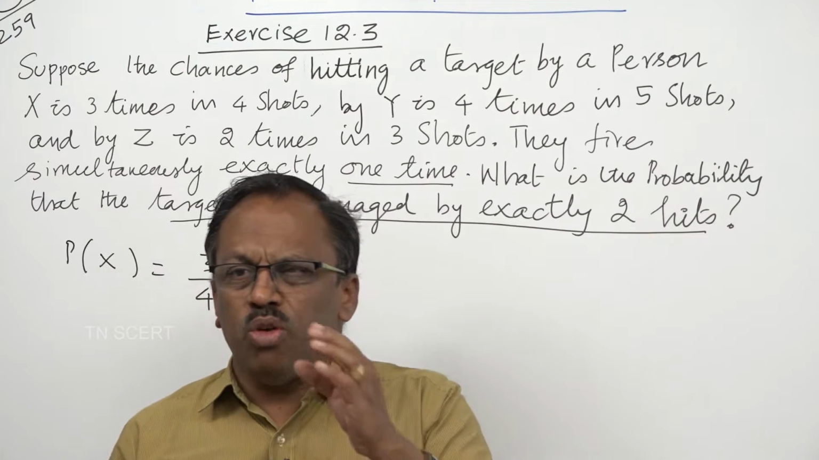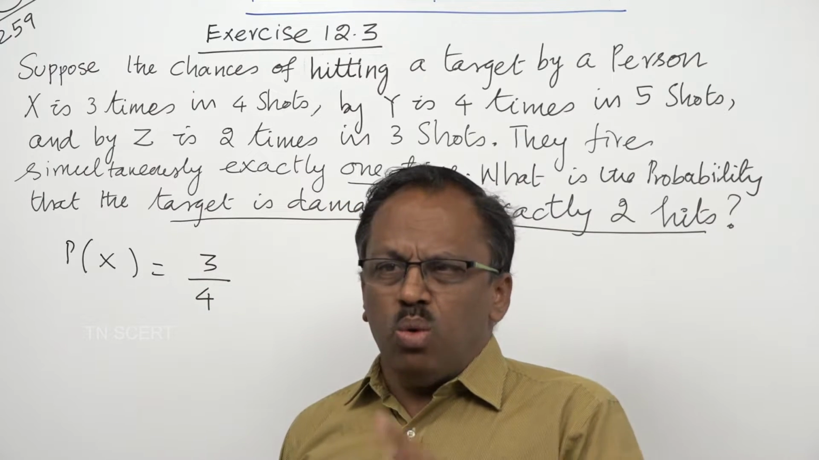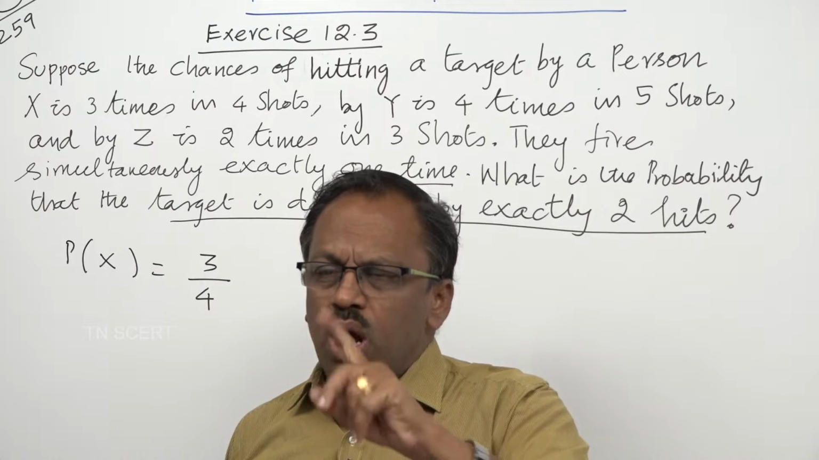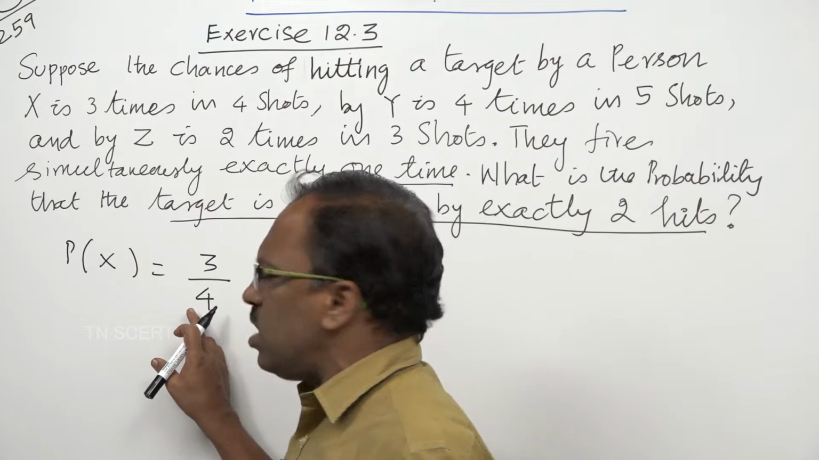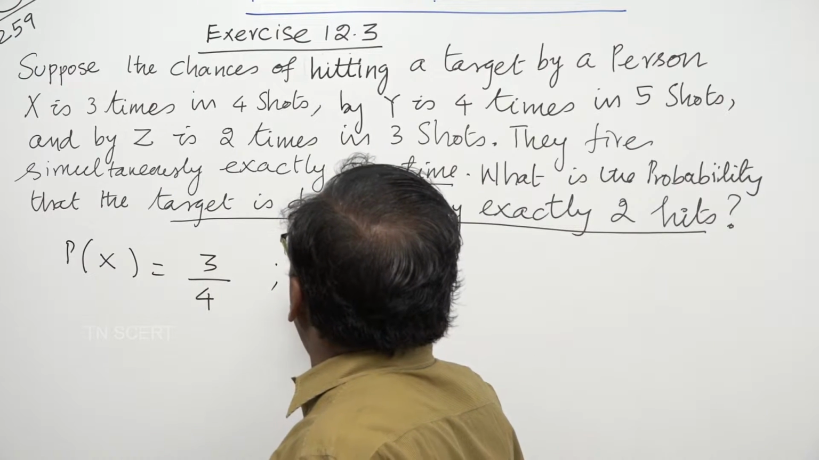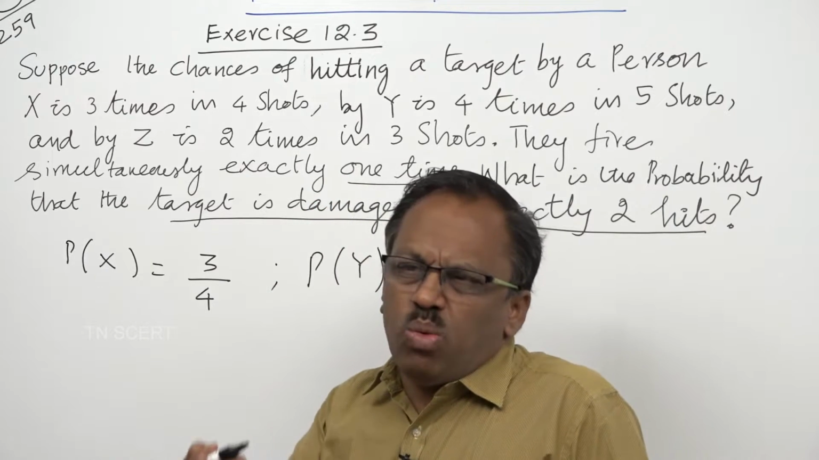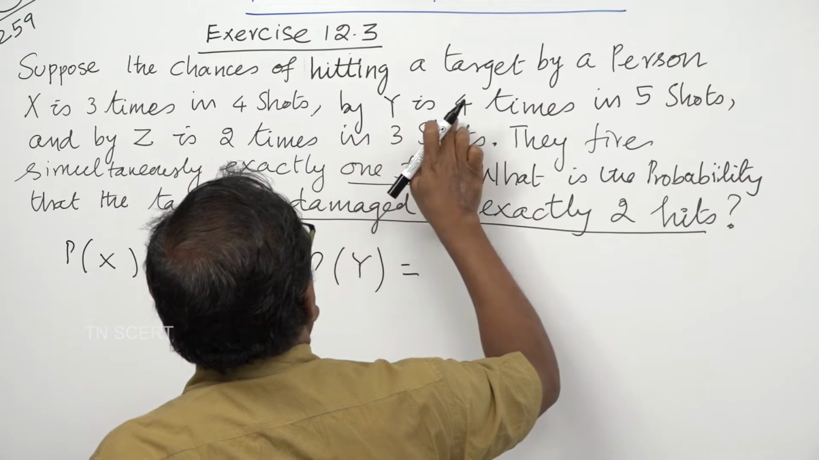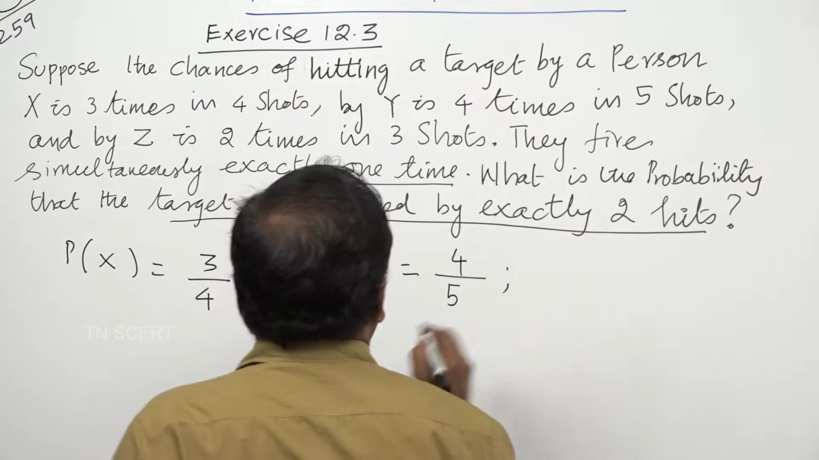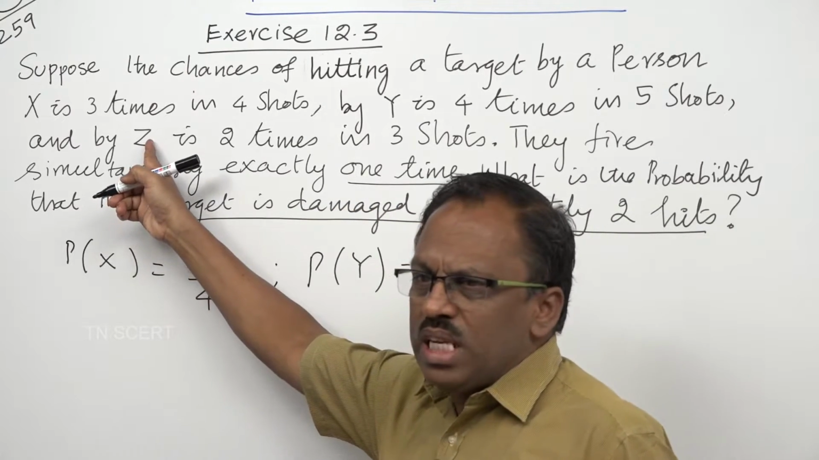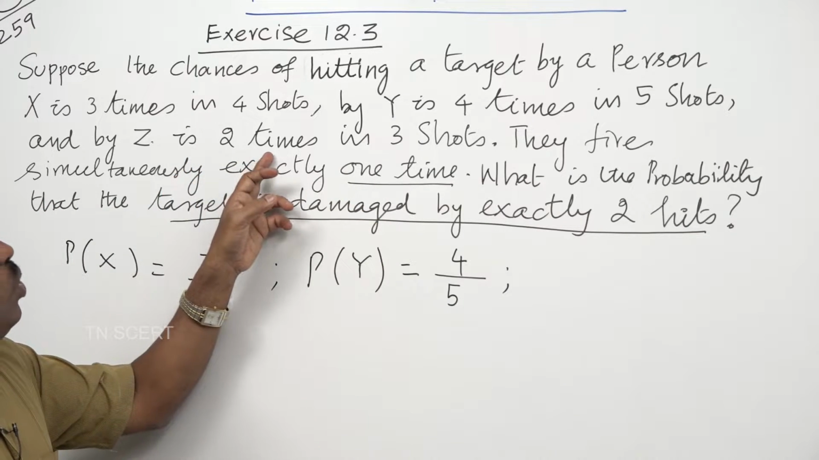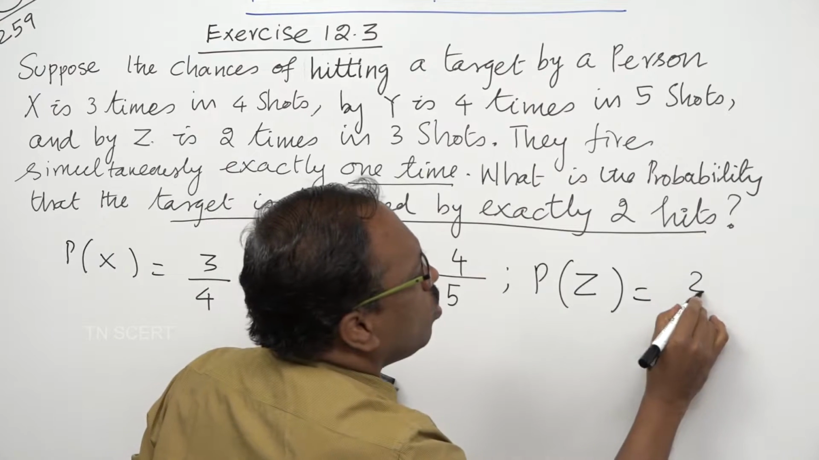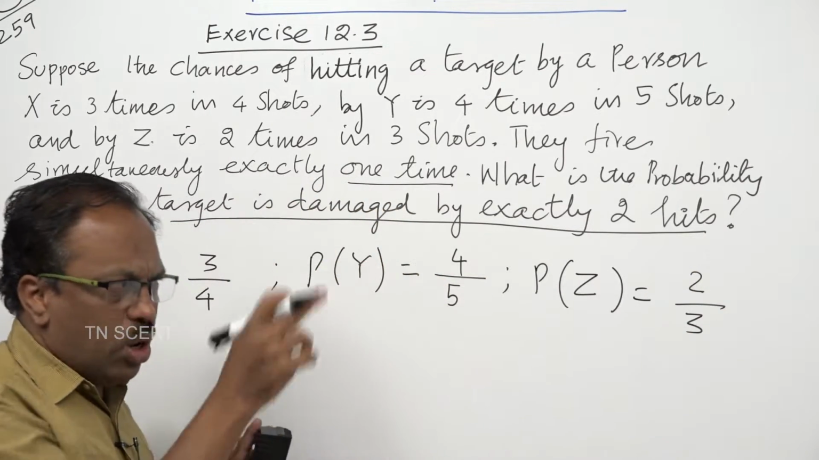What is P of X? That is the probability of X. Out of 4 times, 3 times he hit the target. That is what is given. Likewise, the second one, probability of Y, the second person. Out of 5 times he hit the target 4 times. Now the third person Z hit 2 times in 3 shots, that means the probability of hitting for the third person Z is 2 by 3. Out of 3 times he hit the target 2 times.